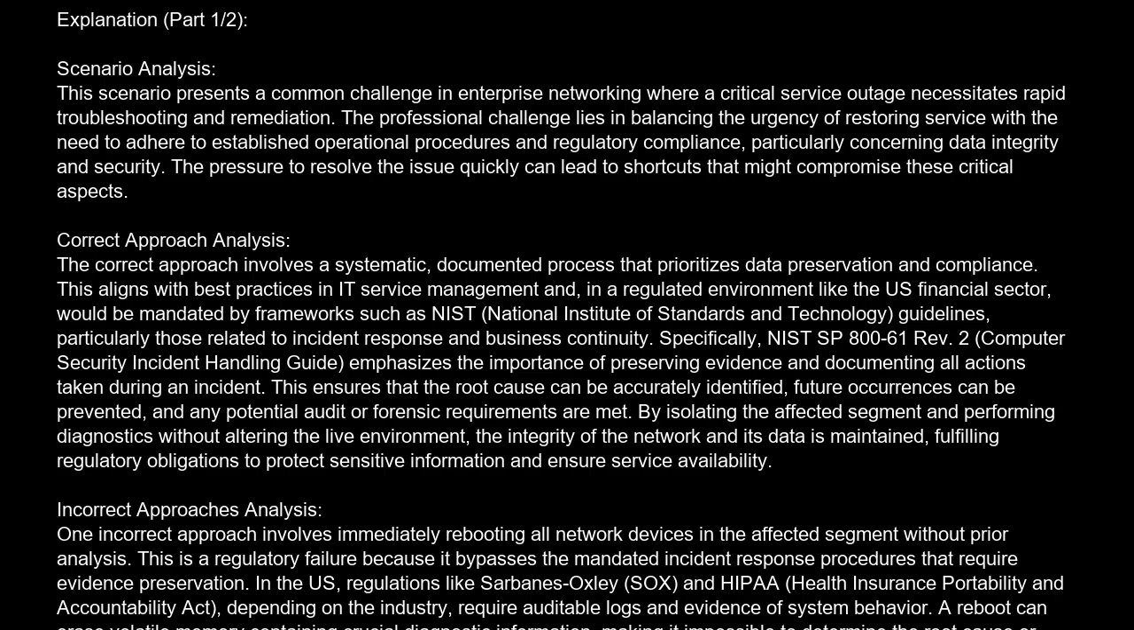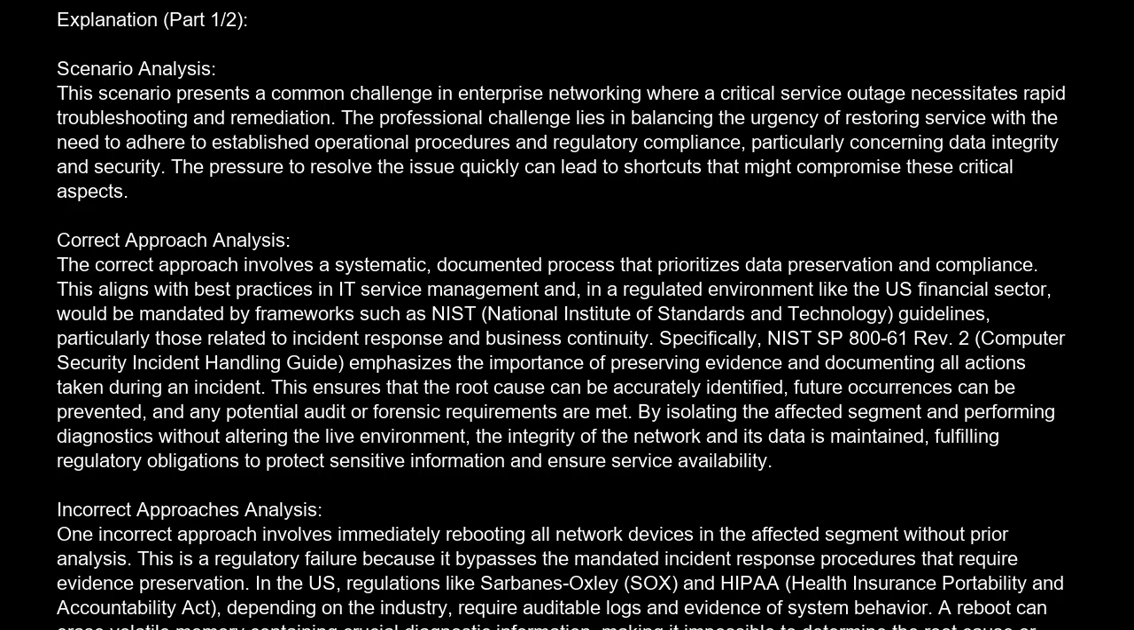Specifically, NIST SP 800-61 Rev. 2, Computer Security Incident Handling Guide, emphasizes the importance of preserving evidence and documenting all actions taken during an incident. This ensures that the root cause can be accurately identified, future occurrences can be prevented, and any potential audit or forensic requirements are met. By isolating the affected segment and performing diagnostics without altering the live environment, the integrity of the network and its data is maintained, fulfilling regulatory obligations to protect sensitive information and ensure service availability.